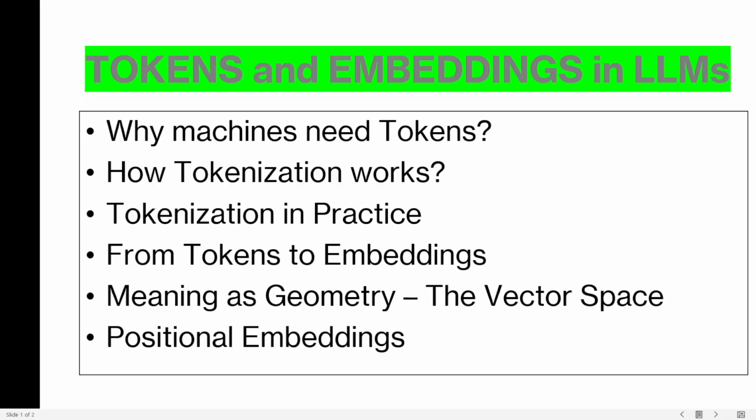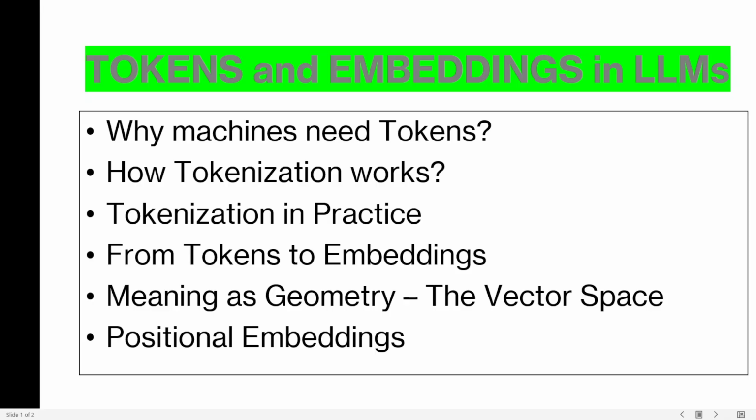Now, let's concentrate on how tokenization actually works. How does a system decide where to split text and what the token should be? Every LLM has a component called a tokenizer. It has two jobs, encoding and decoding. What's encoding? Converting text into a sequence of token IDs. And what is decoding? Converting token IDs back into text.